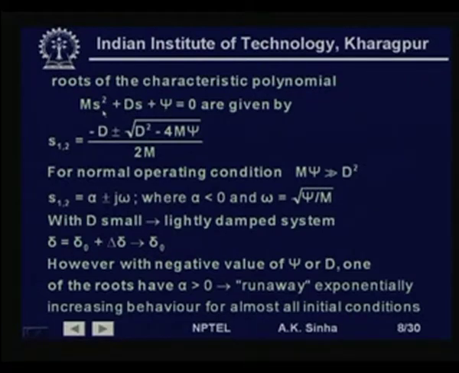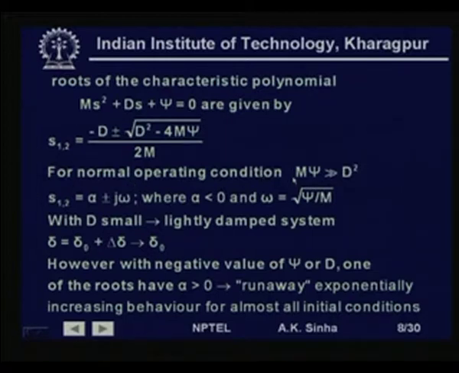So, there are going to be two roots, and we will get the roots as s1 and s2. This will be equal to minus d plus minus square root of d square minus 4 m psi divided by 2m. This is a quadratic equation, so we know how to find out the roots. So, the two roots are given by this relationship.